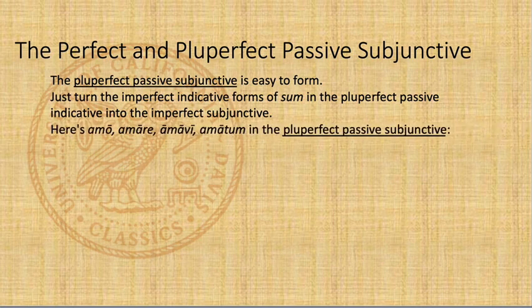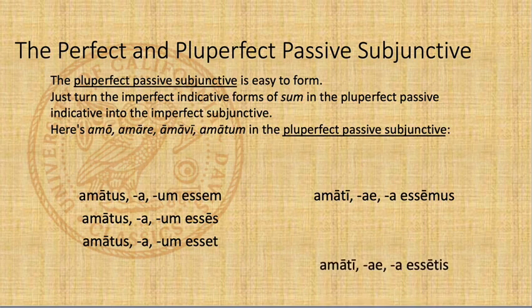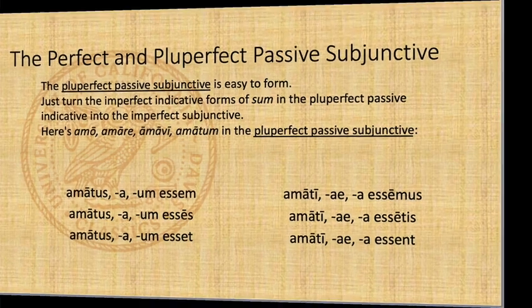Here's amo, amare, amavi, amatum in the pluperfect passive subjunctive. Amatus, amata, amatum essem. Amatus, amata, amatum esses. Amatus, amata, amatum esset. Amati, amatae, amata essemus. Amati, amatae, amata essetis. Amati, amatae, amata essent.